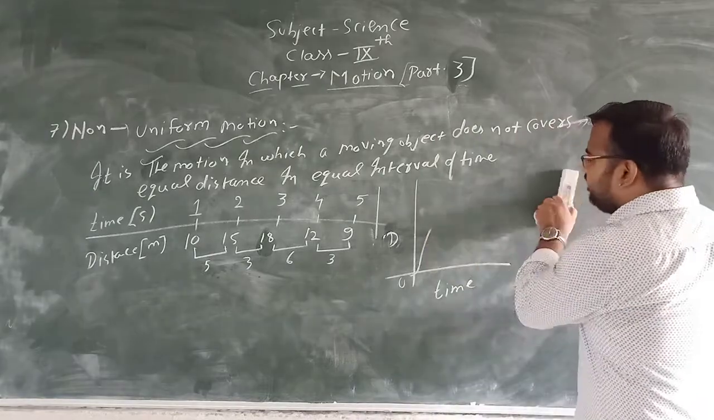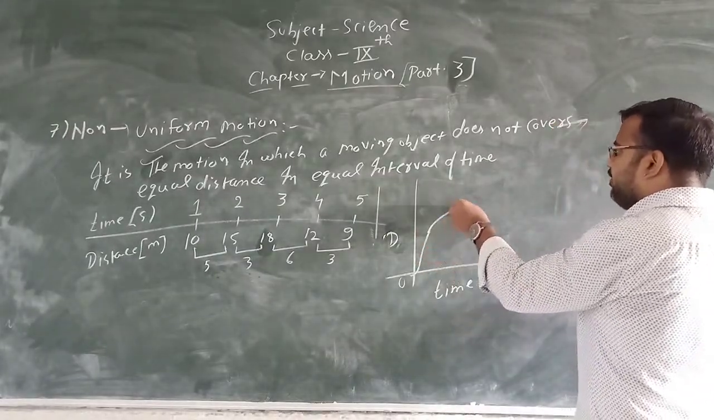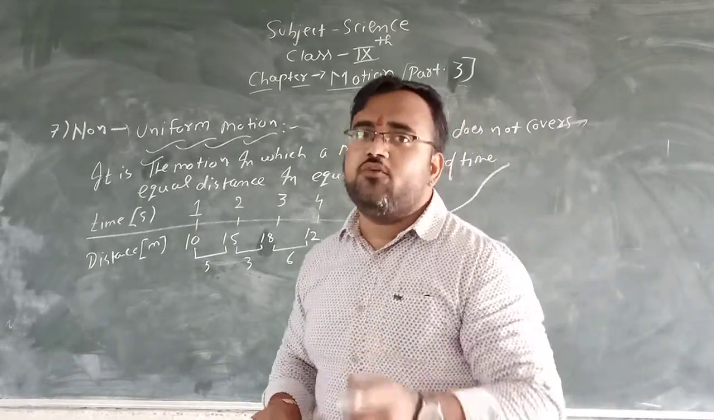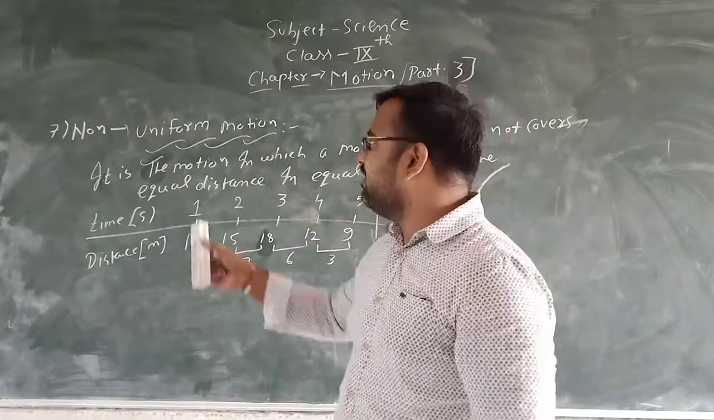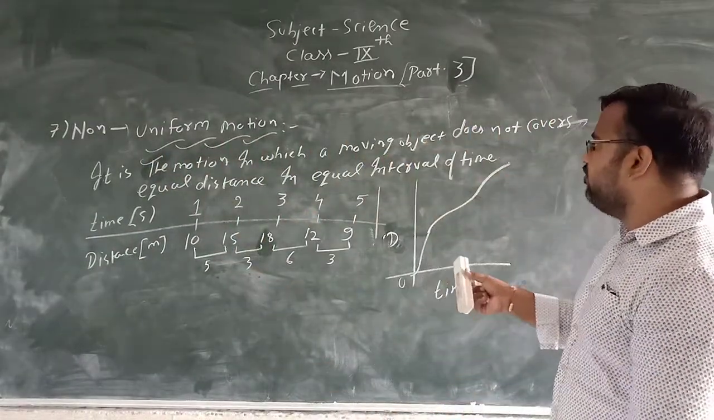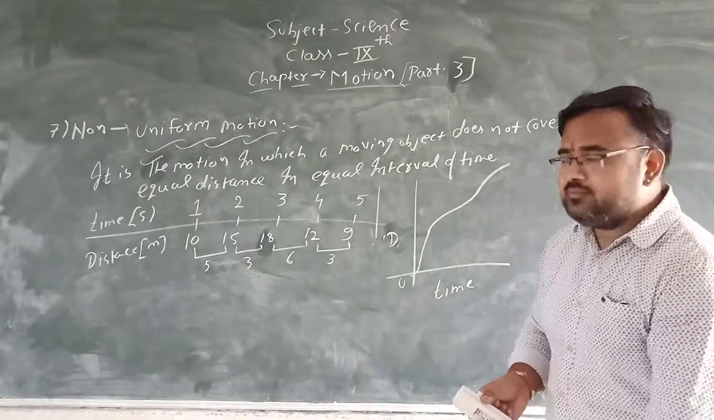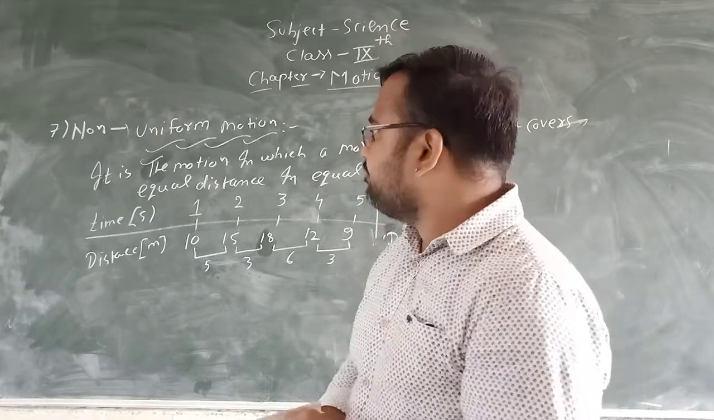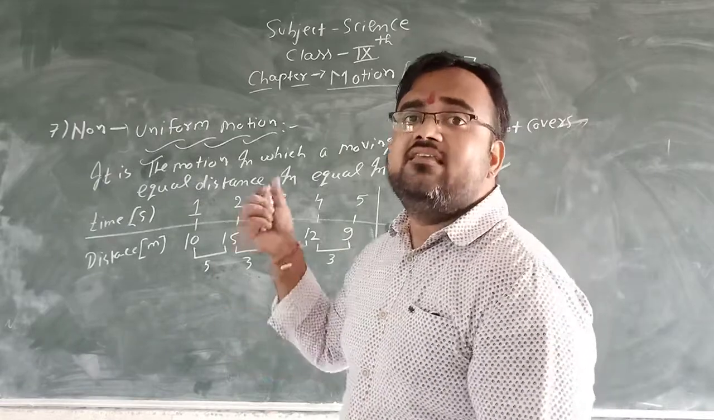Or you will get a graph not in a straight line, you will get a curved graph. So this is known as non-uniform motion. Uniform motion, it is always fixed that the graph would be a straight line graph, but in non-uniform motion, the graph would not be straight, it can be curved. So this is the non-uniform motion. Clear? Now the next concept we are going to study is speed.